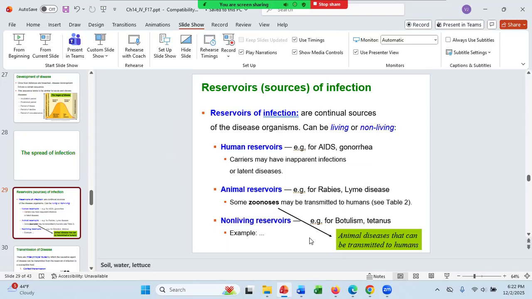There are also non-living reservoirs. Examples: botulism from canned food, tetanus usually from a puncture wound or from shrapnel. There are also examples where people get gastroenteritis from eating lettuce. The lettuce is picked, so they're calling it non-living, because once you pick it, it really is essentially dying. We don't eat dead lettuce, obviously, but it's dying, so they're calling it non-living. And you can get non-living reservoirs from the soil, water, and obviously lettuce. Any question about any of this?